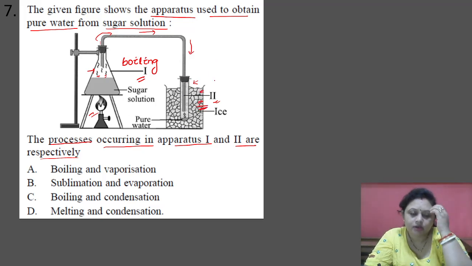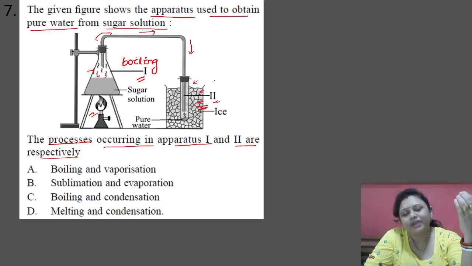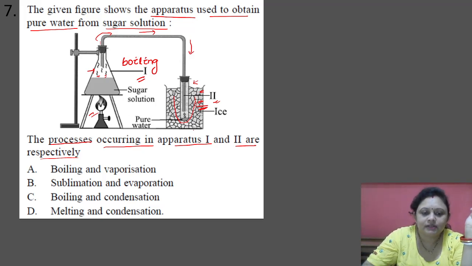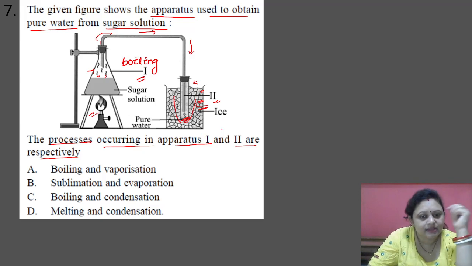So what is the requirement? When this water vapor comes in contact with the ice which is present here, it will be cooled. So when water vapor is cooled, it will be converted into water. You can see here water droplets are there. So this water vapor is converted into water.